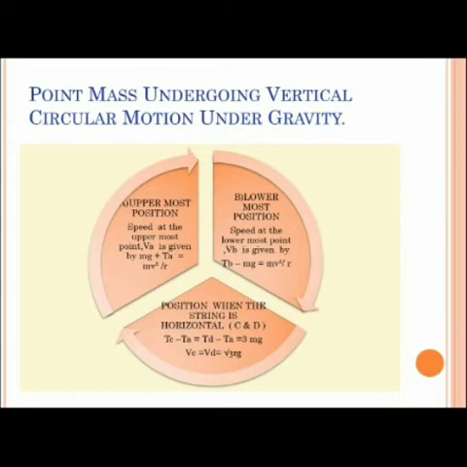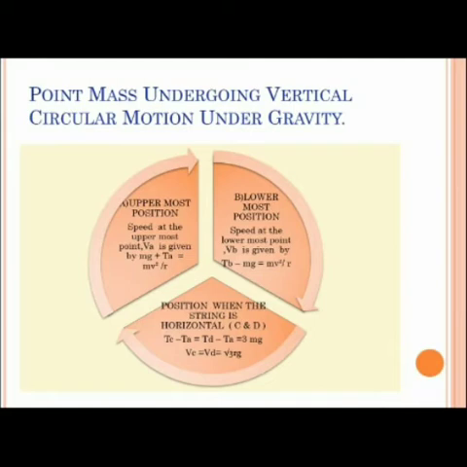When I talk about the uppermost position, the speed at the uppermost point is given by VA. It is given by the formula where tension A plus mg is equal to m v square by r. This is the centripetal force, which balances the sum of the weight of the body plus the tension present at the topmost position A.